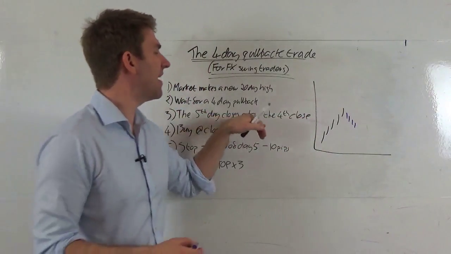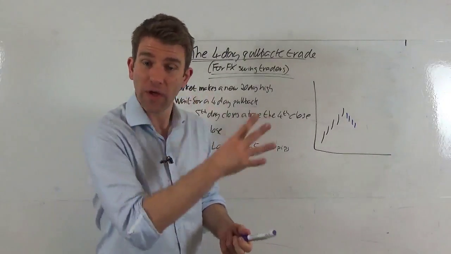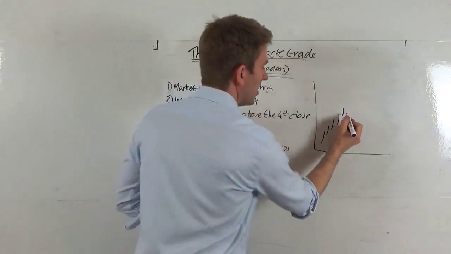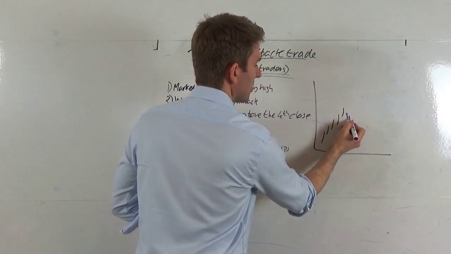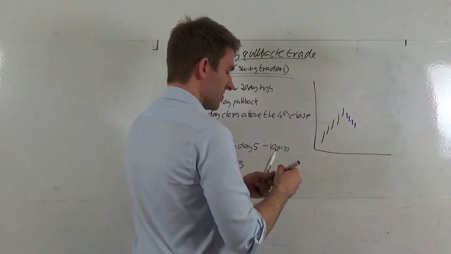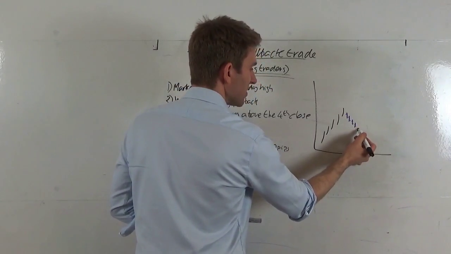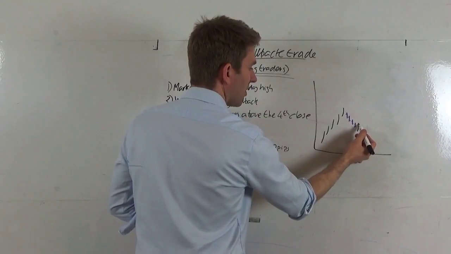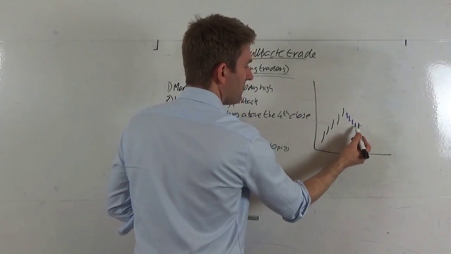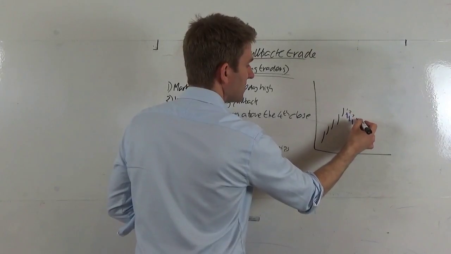On the 5th day, the close is going to be above the close of the 4th day, not the high, the close. So if we've got our bar, let's say it's a bar here, we've got opens, close, opens, close. On the 5th day, I'm going to use black. It doesn't matter where this has gone, but all we want to see is that it's actually closed above the close of day 4, which was here. So we've got 1, 2, 3, 4, and this is day 5, right?